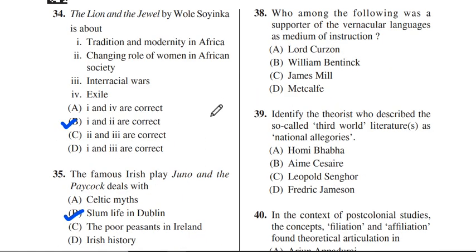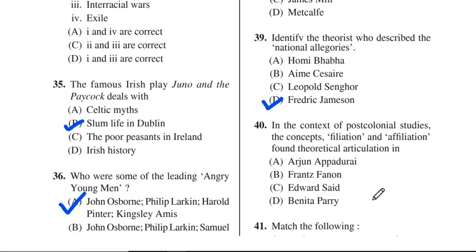Next one is question number 38. Who among the following was a supporter of vernacular languages as medium of instruction? Question number 38. The correct answer is Lord Curzon. Next, identify the theorist who described the so-called Third World literature as national allegories. The correct answer is Fredric Jameson.